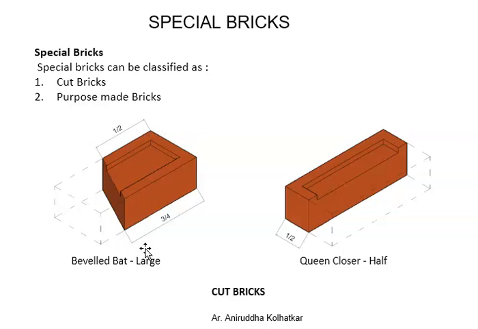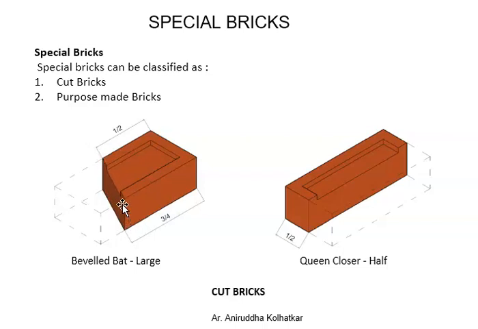So what you can see here is the first type, which is the cut bricks. In that, what you can see here is the beveled bat. This is the first type of cut brick. So what the mason does is, you will see these dashed lines which are there. These dashed lines are indicating the standard size of the brick, and what you are seeing here in the dark red color is the cut portion of the brick.